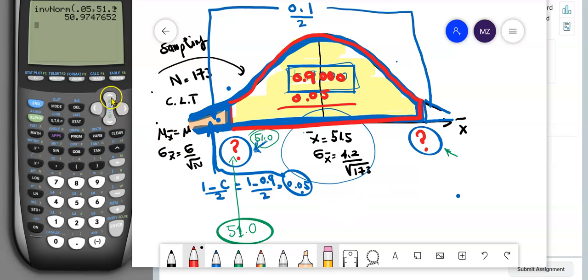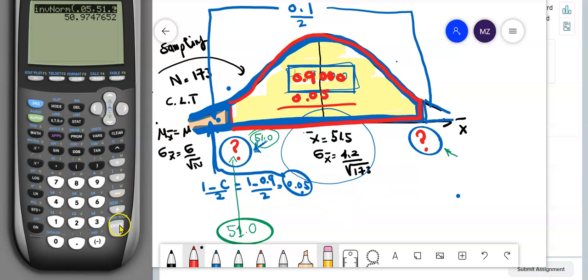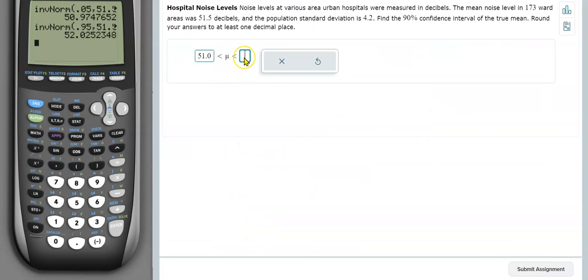I keep the same environment. I can even go to the same formula, enter, and go inside the formula, edit it. Do you see here I have 0.05. If I add 0.9 to it, it's going to be 0.95, and that's it. Enter. So this is the second boundary, 52.02. We round it to one decimal place, it's going to be just 52.0.